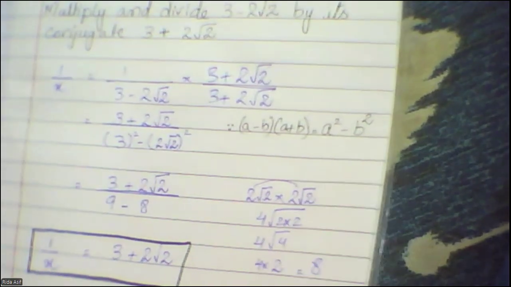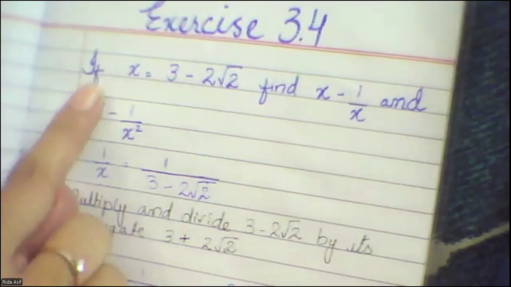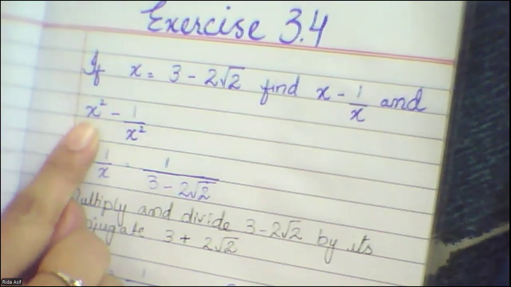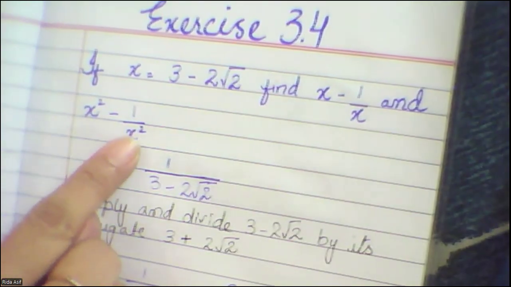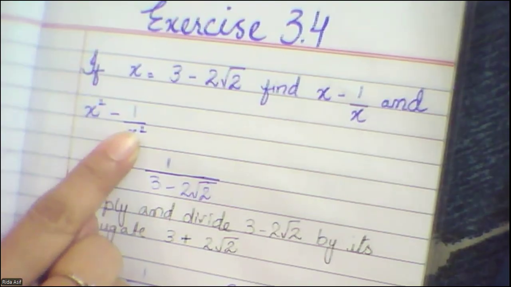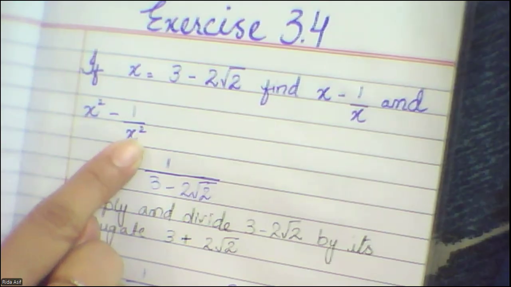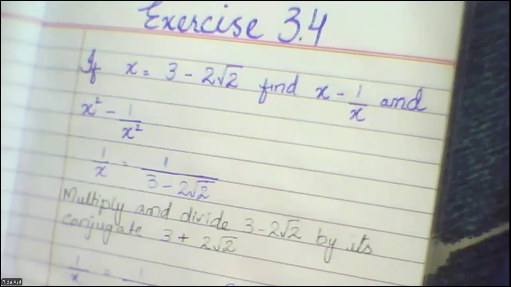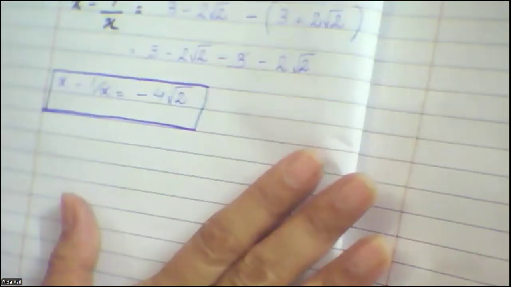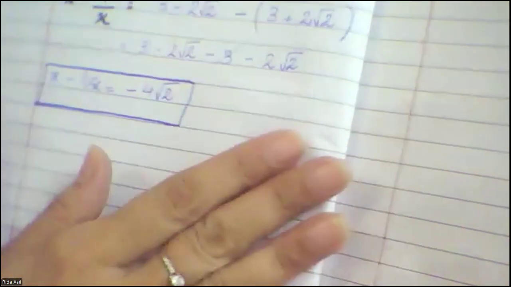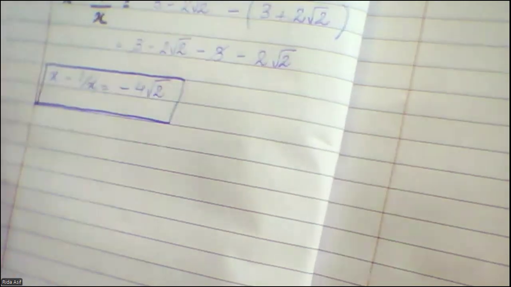No. Students, simply we know that first term square minus second term square, that means a square minus b square is equals to a plus b and a minus b. Right? So by using this formula, we can simply find out x square minus 1 over x square. Is it clear?